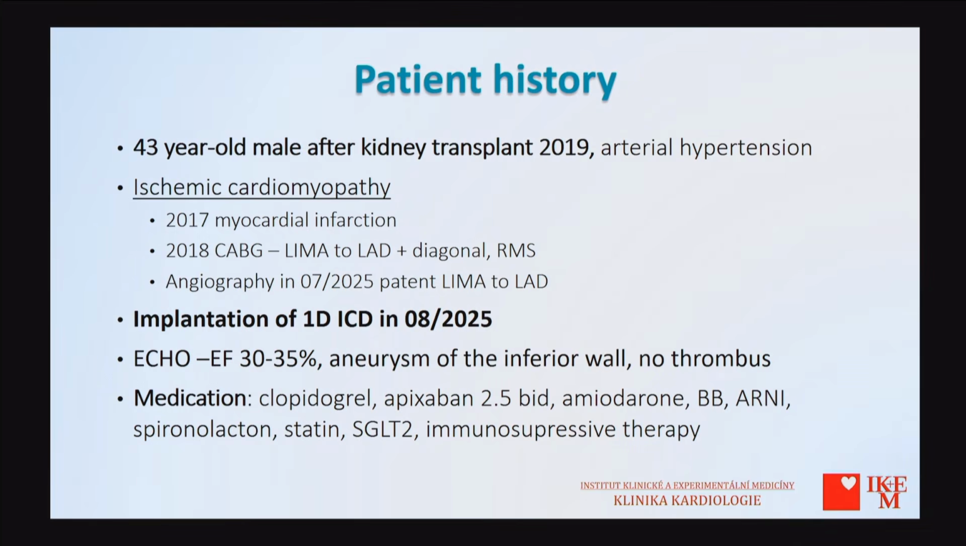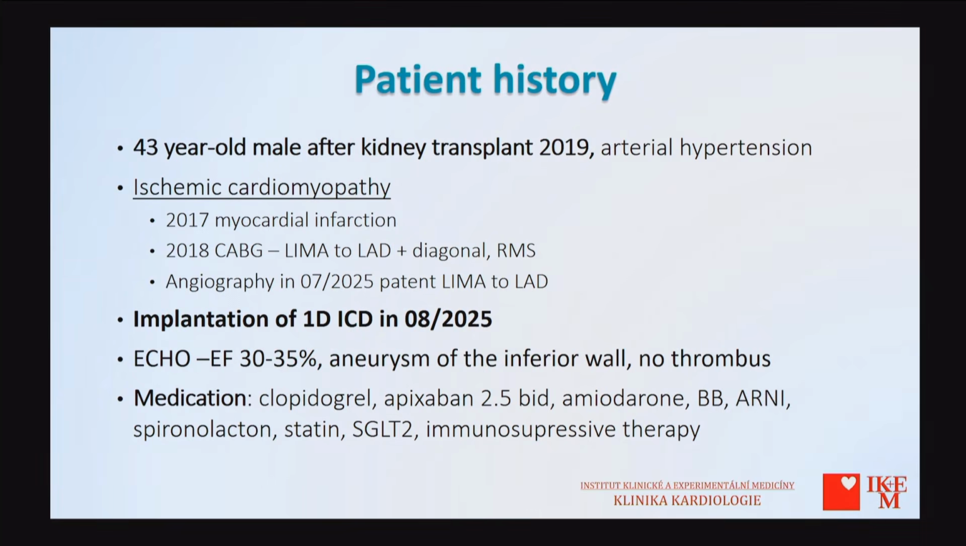He had a repeat coronary angiography about 3 or 9 months ago. The LIMA is patent, but the rest is not that good. He had an ICD implanted. He has an aneurysm on the inferior wall, but there's no thrombus. There was a history of thrombus in the past, and he's on anticoagulation therapy combined with clopidogrel. That's a strange combination, because of the history of thrombus. He's on amiodarone, and despite that, he's on full heart failure medication.